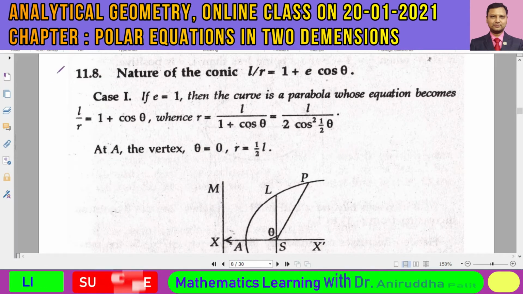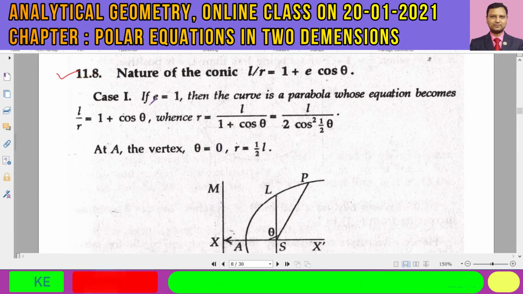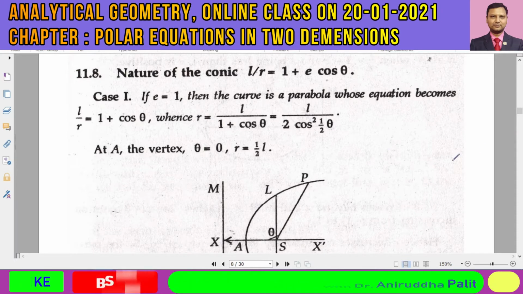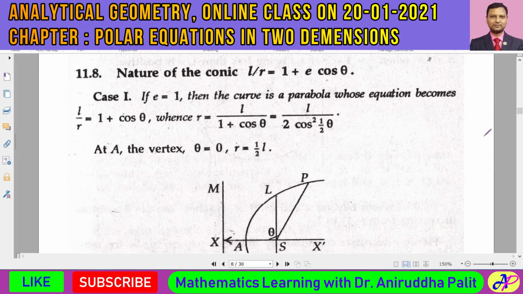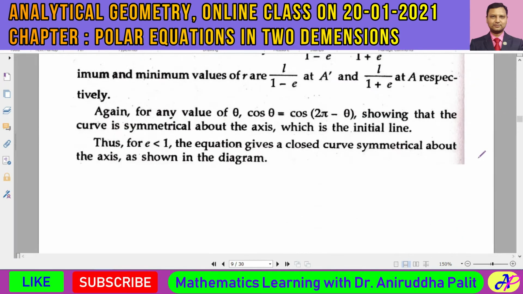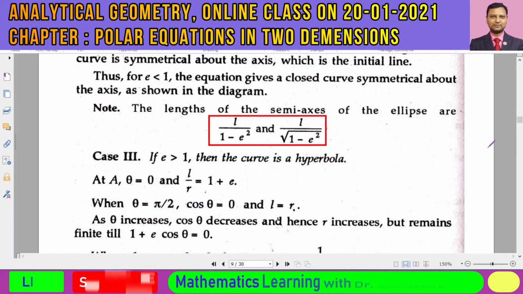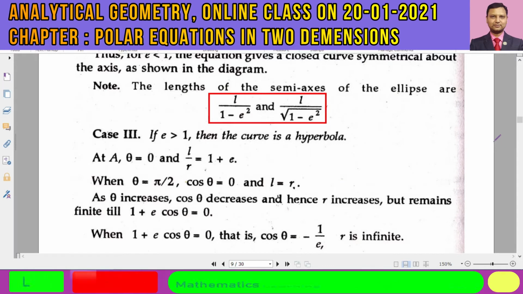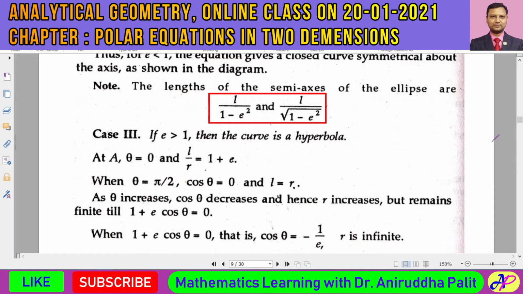Now we don't need the detailed discussion on the nature of the conic. We all know what the nature of the conic is. In case of parabola and hyperbola, we have two infinite branches, and in case of ellipse, the nature of the conic is a closed curve. So we don't need this result. Rather, what we need from this result is the length of the semi-axis of an ellipse and the length of the semi-axis of a hyperbola.